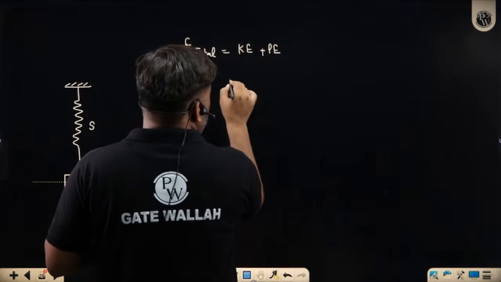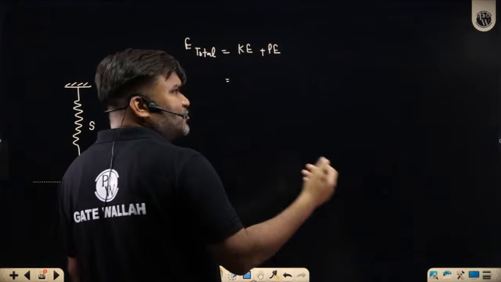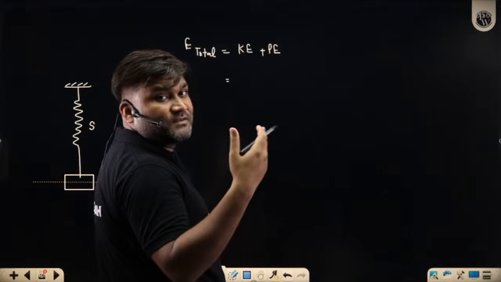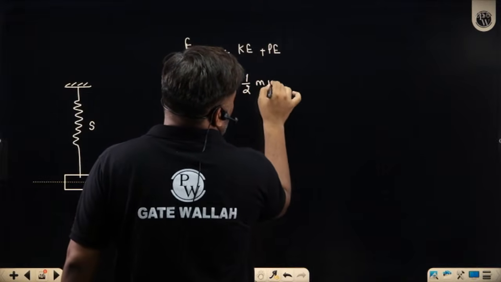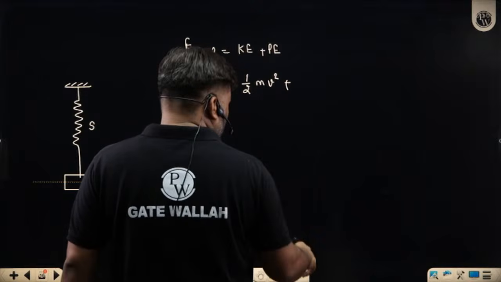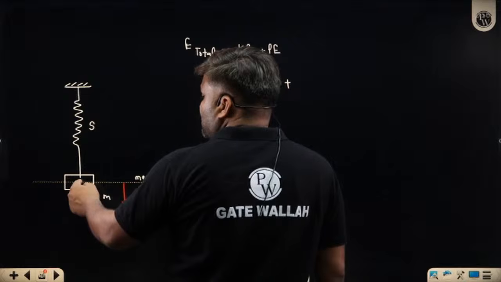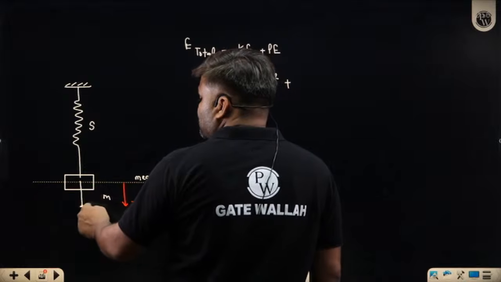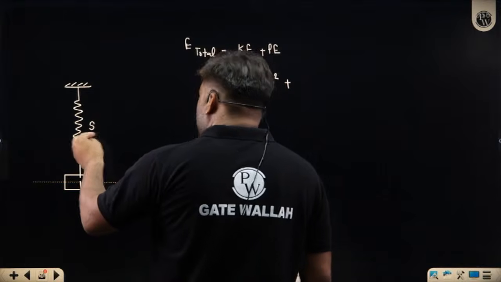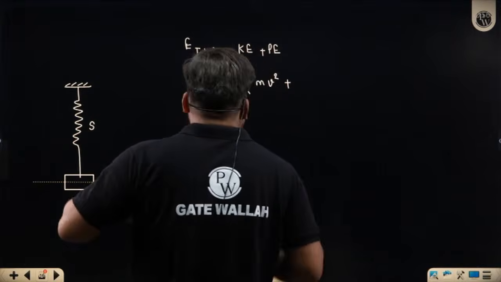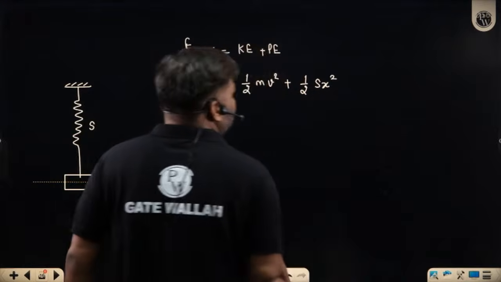What is the kinetic energy? Mass m, v velocity say it is moving, v is a variable parameter, v changes with time. So kinetic energy is how much? Half mv square, plus what is the potential energy? How much will it be? When mass has moved here, potential energy is because of this spring only. The spring's potential energy is how much? Half sx square, half sx square.